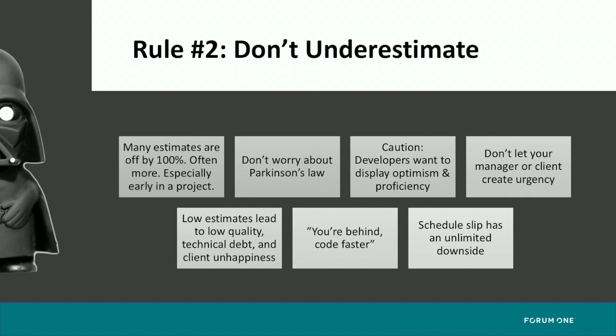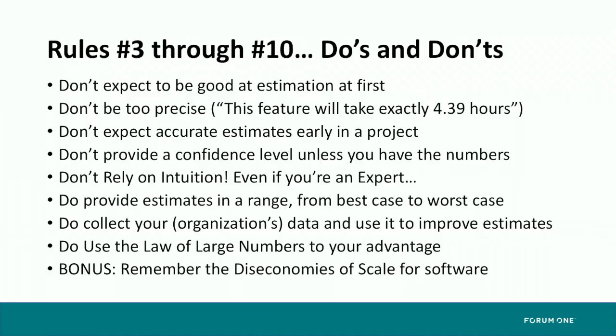Schedule slip has an unlimited downside. So basically, if you say it's going to take 2 weeks of effort, and you've underestimated, your schedule slip on the underestimation side has no limit. You said it's going to take 2 weeks of effort. It could easily take, let's say maybe not a year, but the amount it could take above that is kind of unlimited. It's better to overestimate, basically under-promise, over-deliver.